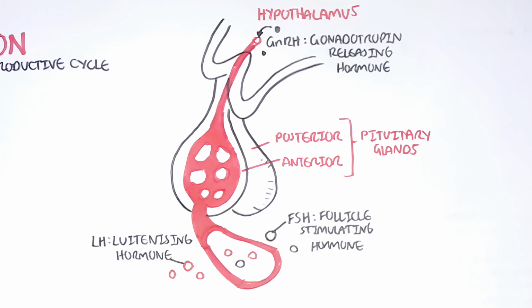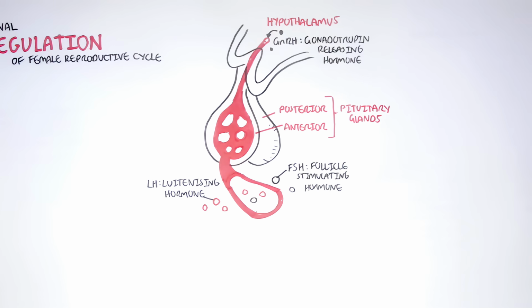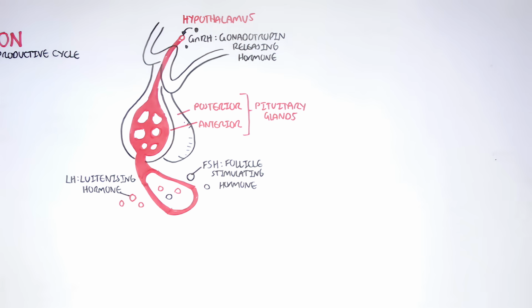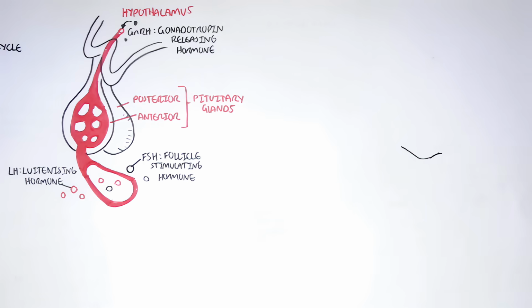Please note that in males, this same process also occurs. Males also produce gonadotropin-releasing hormone, which will cause the anterior pituitary to release luteinizing hormone and follicle-stimulating hormone. So what will these hormones do in the female body? Well, these hormones will travel to the female ovaries, where the female eggs are produced.